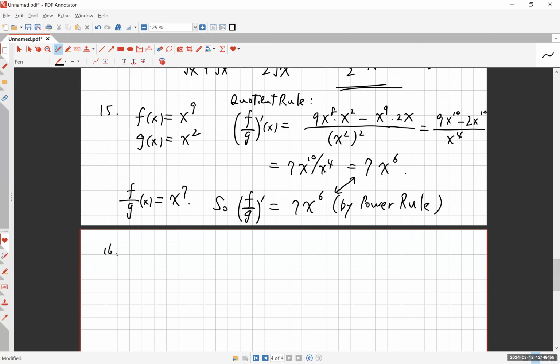All right, let's pause here, and then we'll go to the next segment as we go to number 16, because that's a graphing function. I will do that separately.